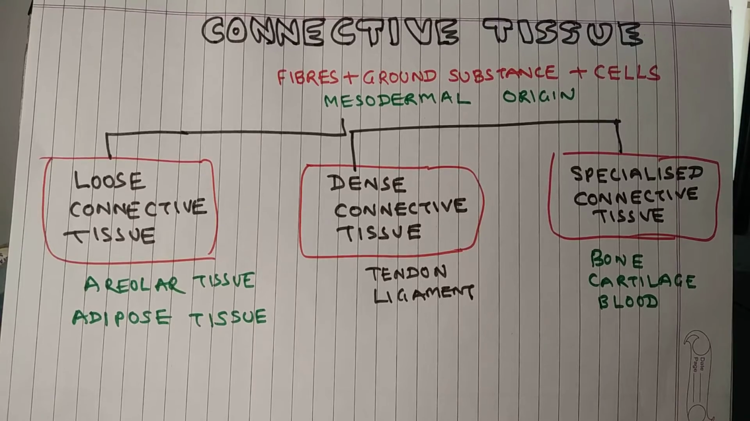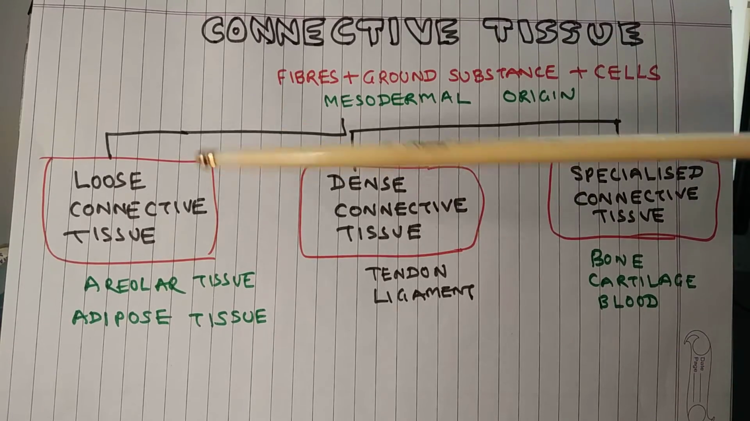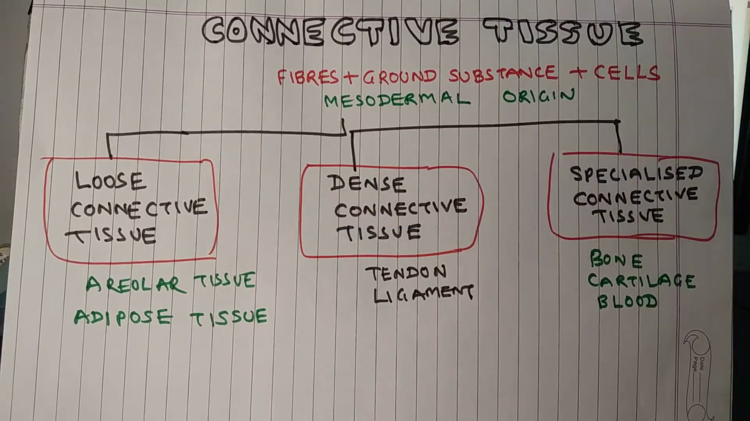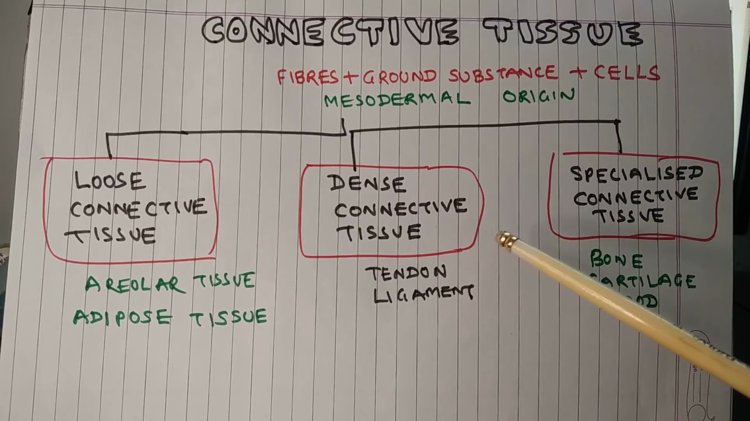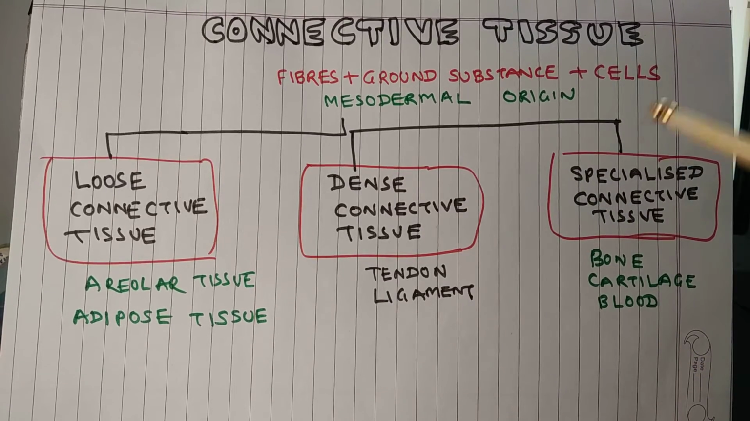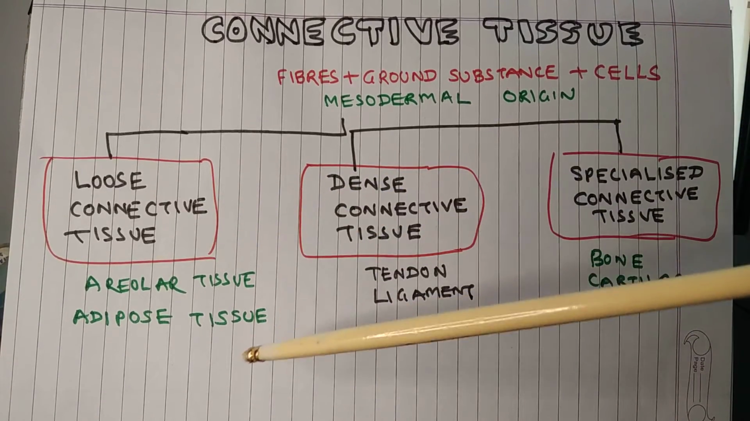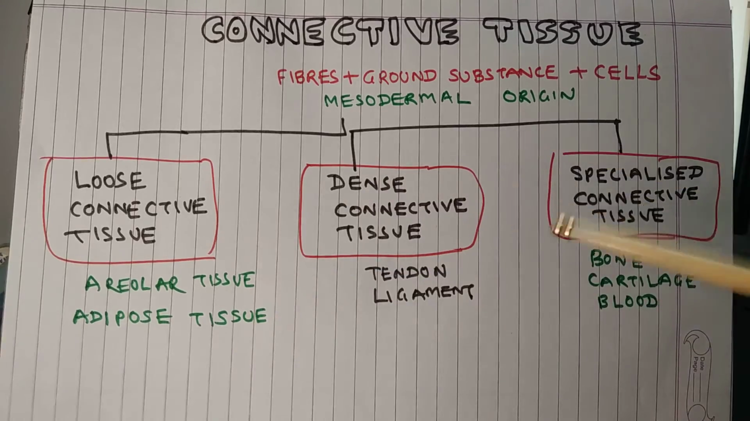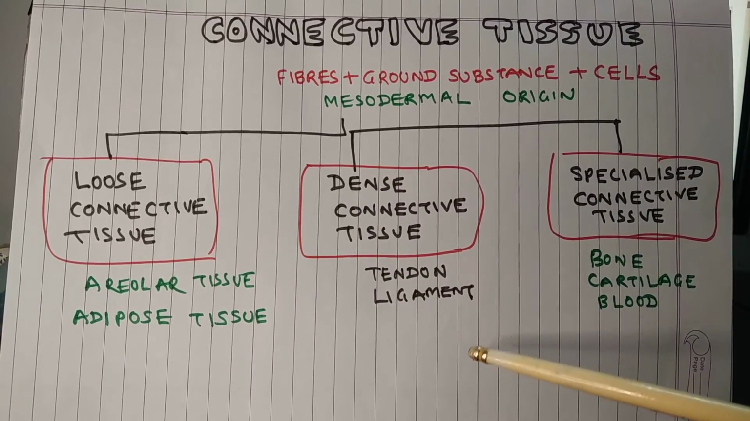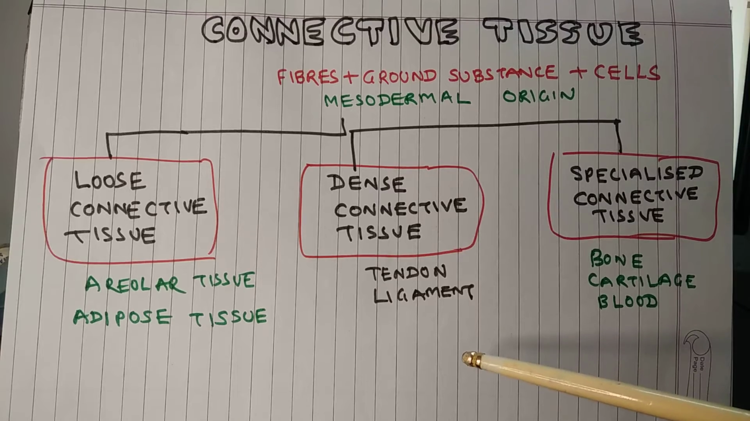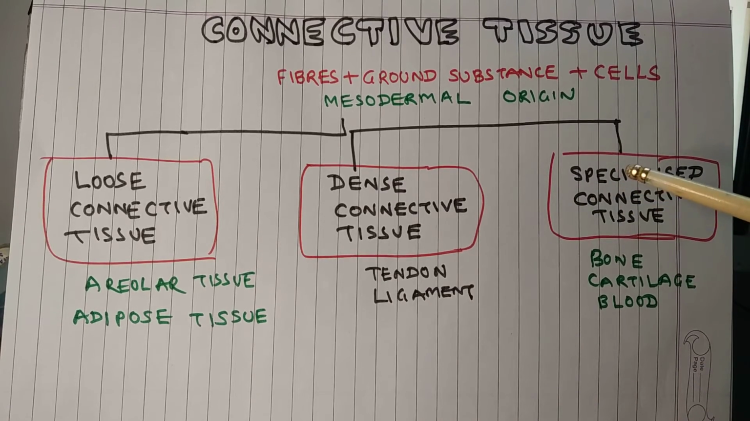There are three types of connective tissue. Number one is loose connective tissue, number two is dense connective tissue, and number three is specialized connective tissue. Examples of loose connective tissue are areolar tissue and adipose tissue. Examples of dense connective tissue are tendon and ligament, and examples of specialized connective tissue are bone, cartilage and blood.